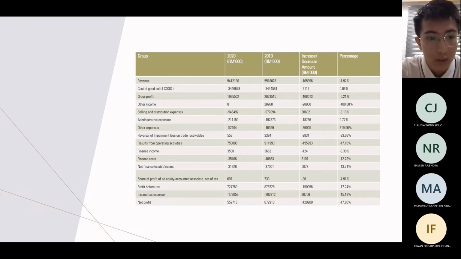Net finance cost showing negative 13.71%. Share of profit of an equity accounted associate, net of tax, is showing negative 4.91%. Profit before tax showing negative 17.24%. Income tax expenses showing negative 15.16%. Net profit is showing negative 17.86%.